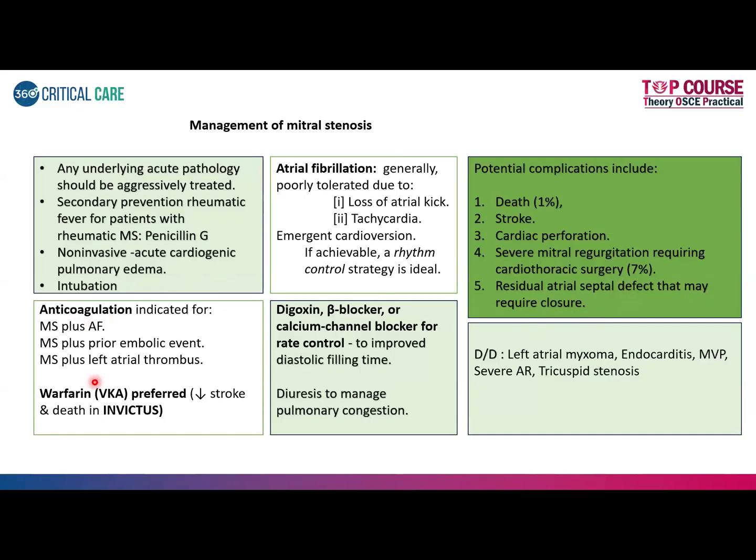Anticoagulation is indicated in cases where there is persistent AF along with mitral stenosis, prior embolic event, or presence of a left atrial thrombus along with mitral stenosis. Here, warfarin is preferred over the direct oral anticoagulants, as depicted in the INVICTUS study, where it was found to decrease stroke and death in such patients. Digoxin, beta blockers, calcium channel blockers might be required in such cases, and diuresis is required to manage the pulmonary congestion. DDs include left atrial myxoma, endocarditis, mitral valve prolapse, severe AR, tricuspid stenosis.